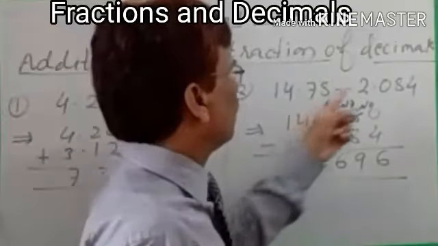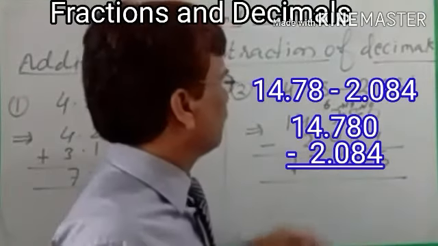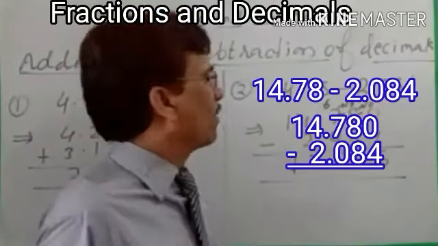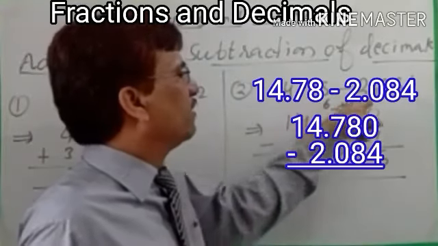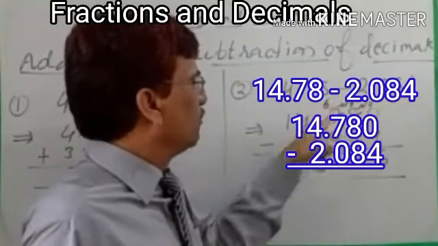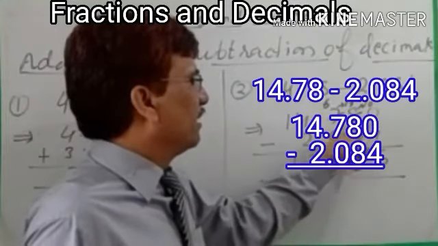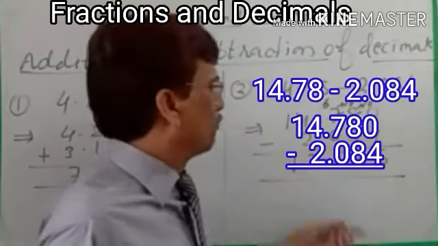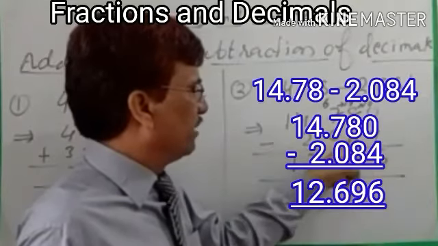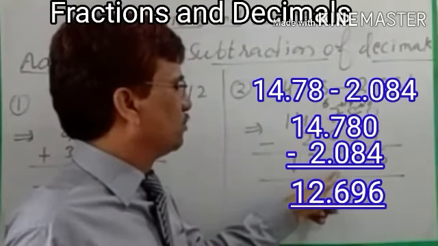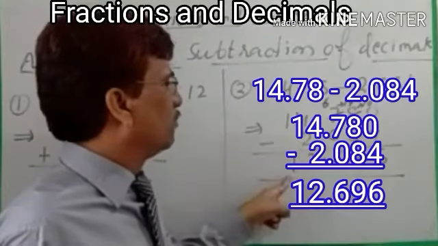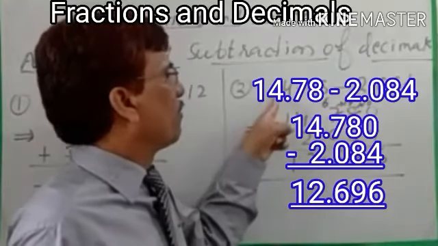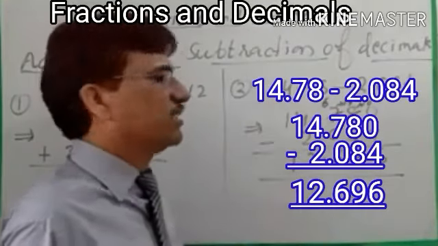Now subtract 2.084 from 14.78. After the decimal 2 digits, after the decimal 3 digits. So first we have to convert it into like decimals. We put 0 after 8. Now 14.780 minus 2.084. 10 minus 4 is 6, 17 minus 8 is 9, and 6 minus 0 is 6, 14 minus 2 is 12. So if we subtract 2.084 from 14.78, we get 12.696.